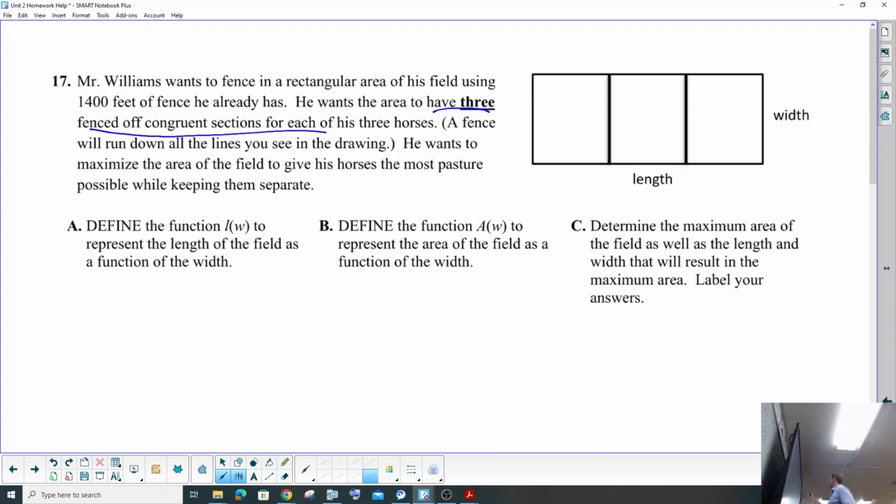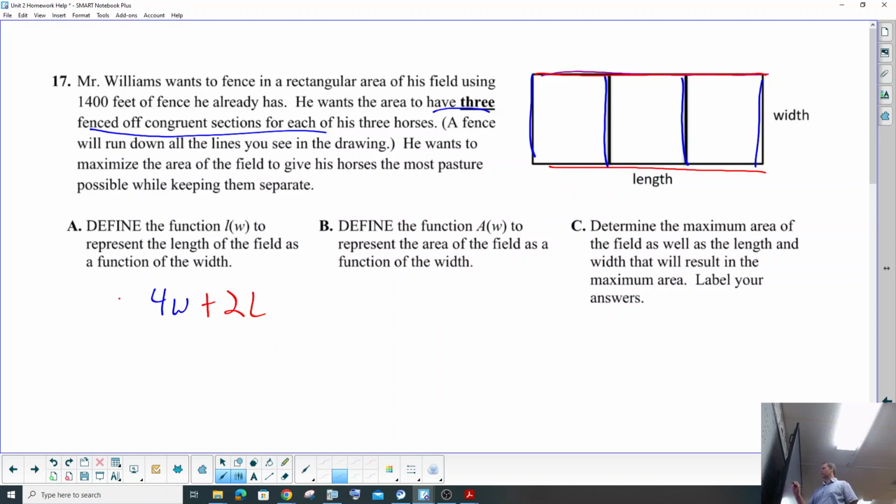Right? So how many widths do we have? 1, 2, 3, 4 of them. So we have 4 widths. And then how many lengths do we have? We have 1. Let's do it in red. So we have 2 lengths. So we're going to say 4W for 4 of the widths and 2L for 2 of the lengths.